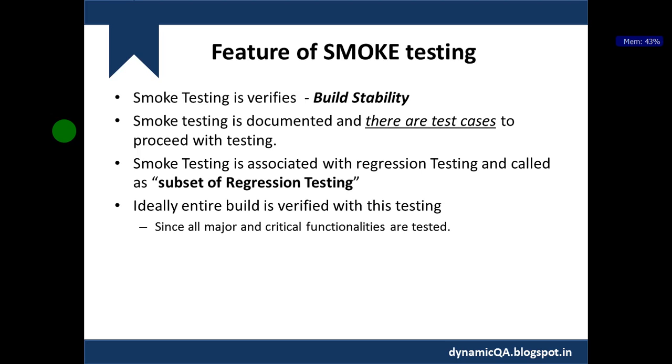Smoke testing is also associated with regression testing. In regression testing, we verify that after fixing a bug, no other issues are introduced in the build. In smoke testing, we are testing the build for the very first time from the top level. If all major and critical cases are working, it means my build is good. Remember one more term: smoke testing is also called a subset of regression testing. Since we are testing all major and critical cases, the entire build is tested from the top level.